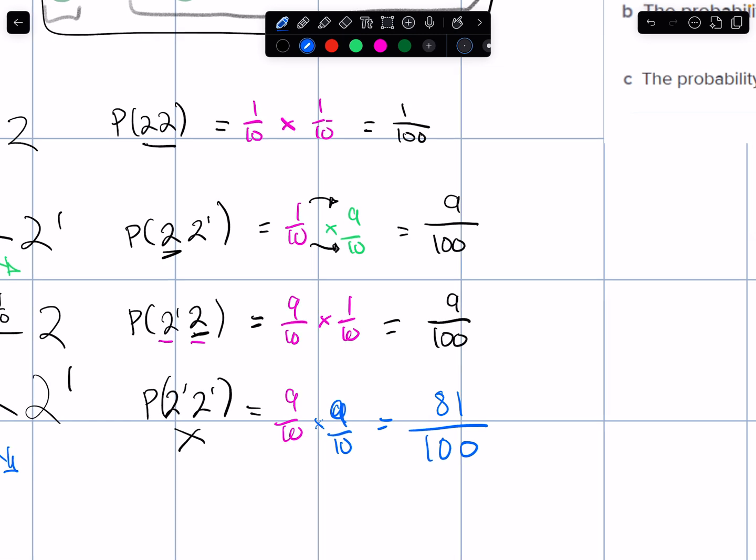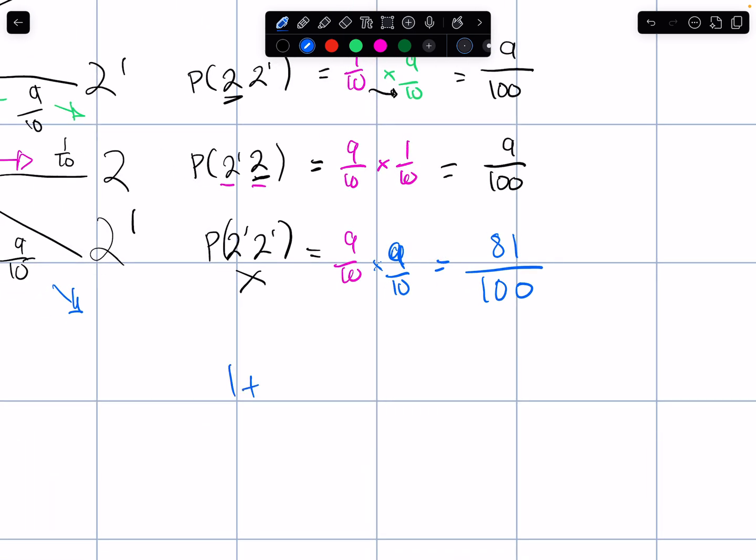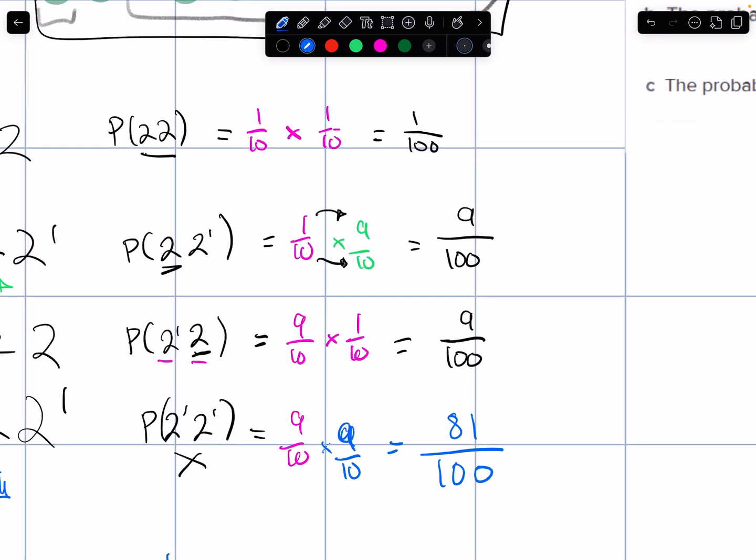What is 1 plus 9 plus 9 plus 81? Let's just do it quickly. 1 plus 9 plus 9 plus 81. This is 10. This is 90. So the addition is 100. So we can see that in all of these cases, the total amount of outcomes is 100. So we will have 100 out of 100 chance of at least one of these things happening, right?